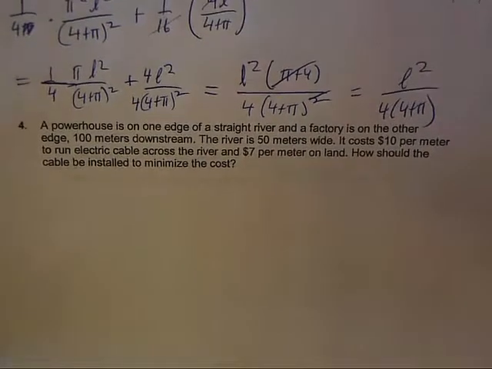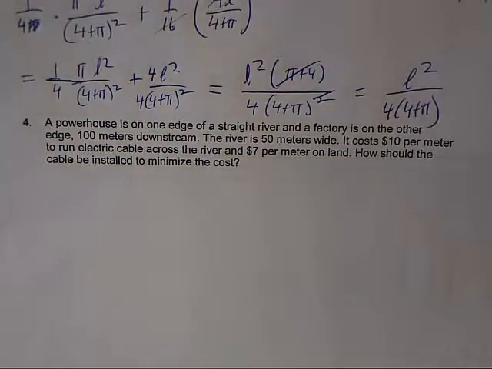All right, number 4 says, a powerhouse is on one edge of a straight river and a factory is on the other edge, 100 meters downstream. The river is 50 meters wide. It costs $10 per meter to run electric cable across the river and $7 per meter on land. How should the cable be installed to minimize the cost?